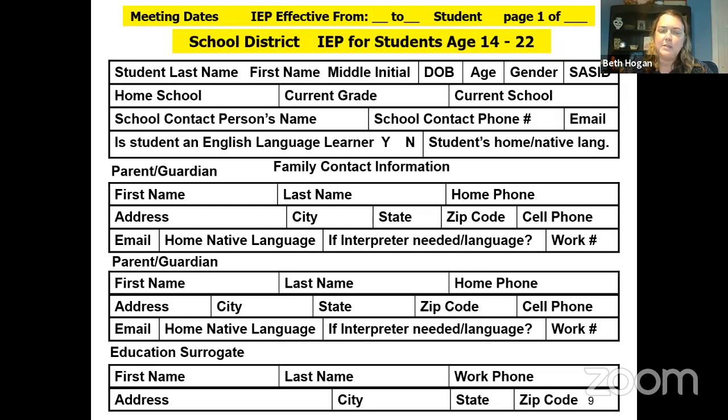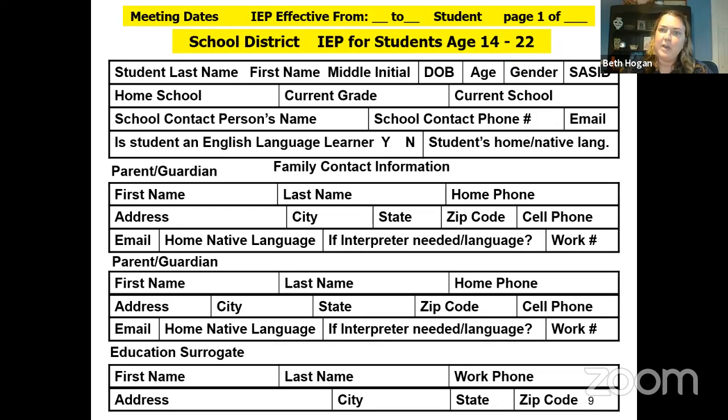And so this is an important date for you to hold on to. If you are noticing that you are approaching that expiration date and you haven't heard from your team and you haven't been in contact with them, you might want to reach out and get that process rolling, because again, that IEP is only good for 12 months.